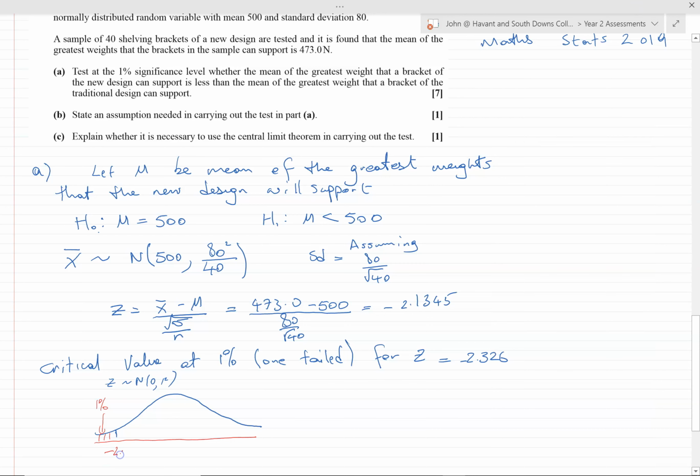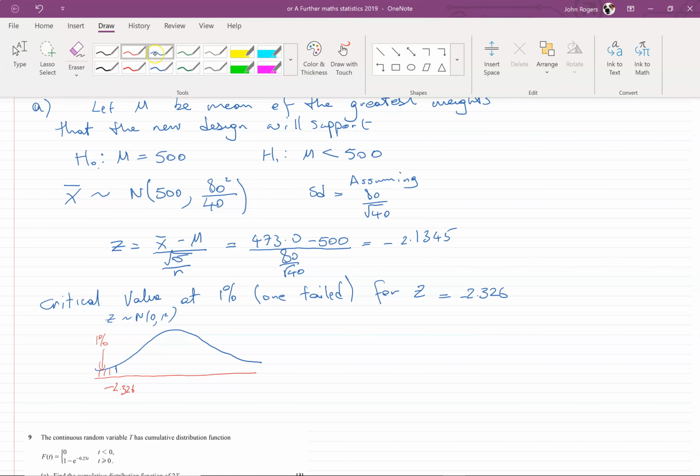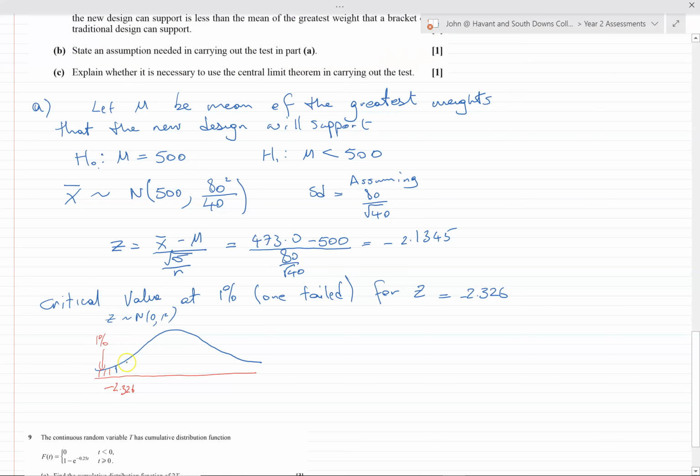Okay, so let's write that in. Minus 2.326 is the actual value of our Z value at 1%. But our value is actually to the right of that, because it's smaller in an absolute sense. So our value comes here. So it's not in the critical region. So it's not significant, and we're not rejecting H0. Right, so that's how to use a calculator.